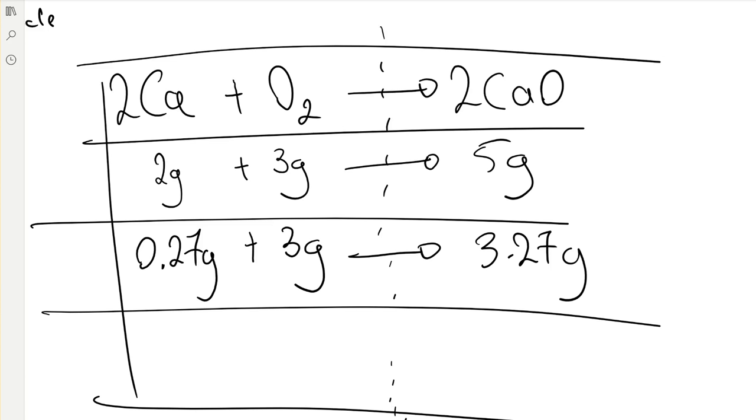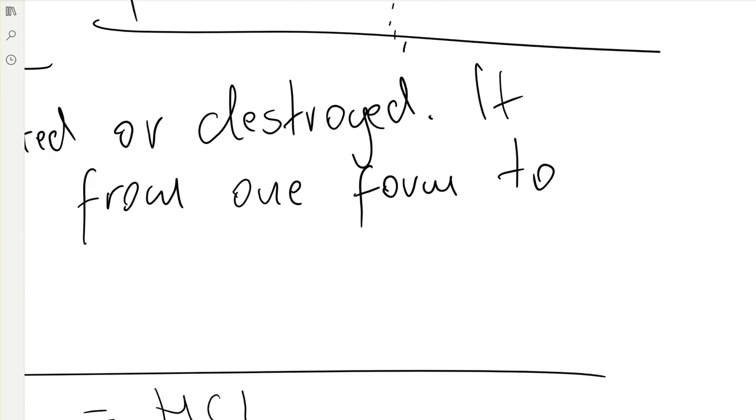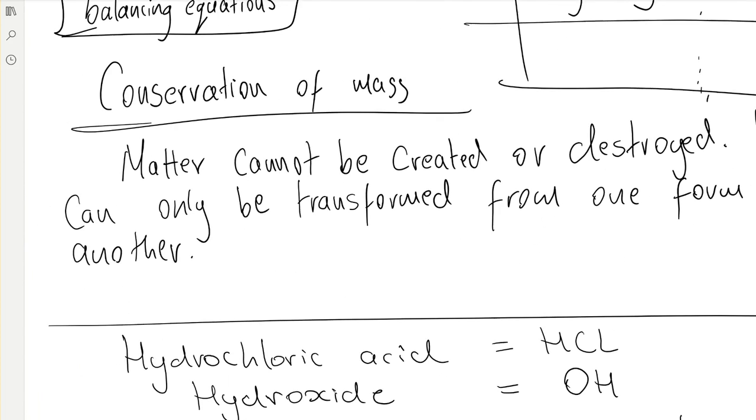So, if something is put in the reactants, the same amount should come out as the products. So if I've got 2 grams of calcium and 3 grams of oxygen, I should get 5 grams of calcium oxide. If I've got 0.27 grams of calcium and 3 grams of oxygen, I should get the total of those 2 out there. You understand that? Yes. Now, if you are asked, what does that mean?